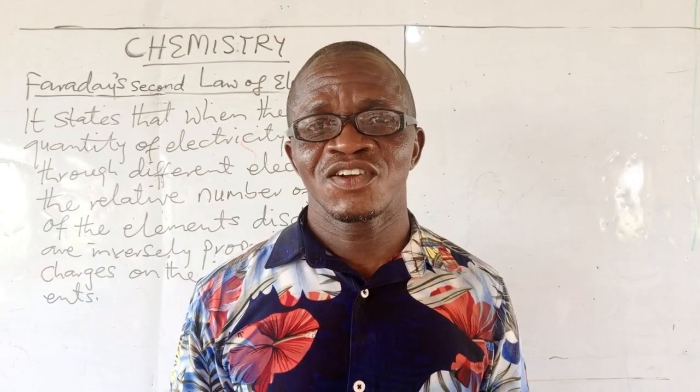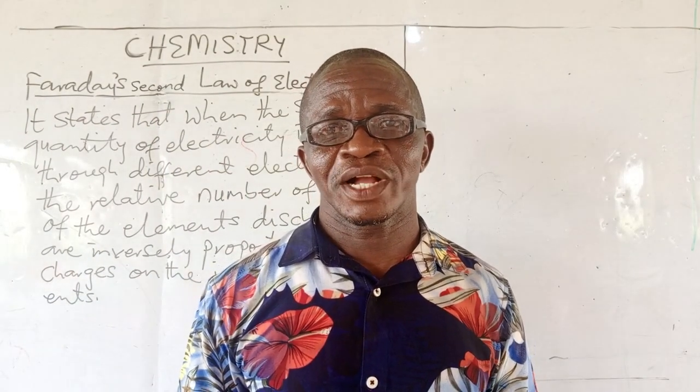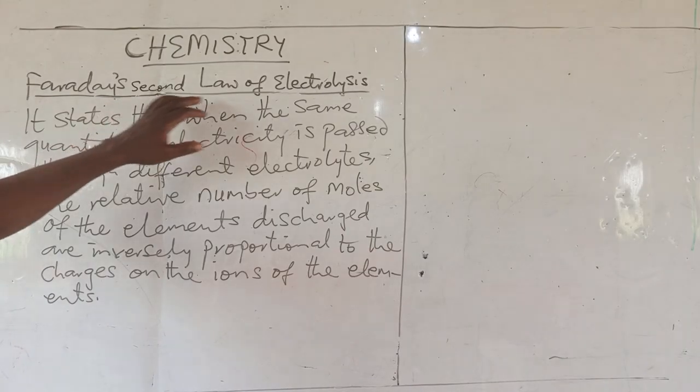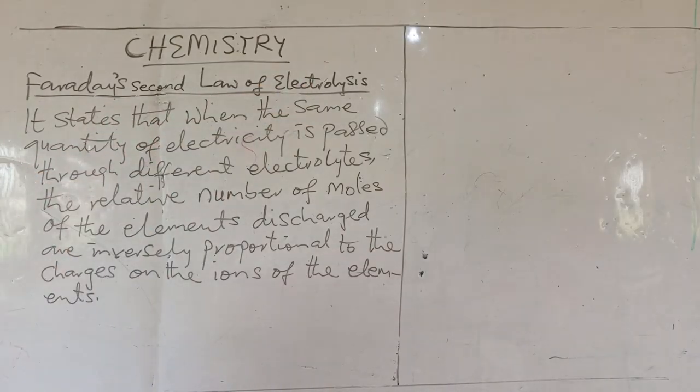Hello friends, welcome once again to our chemistry class, and today we are going to talk about Faraday's second law of electrolysis. Faraday's second law of electrolysis states that when the same quantity of electricity is passed through different electrolytes, the relative number of moles of the elements discharged are inversely proportional to the charges on the ions of the element.